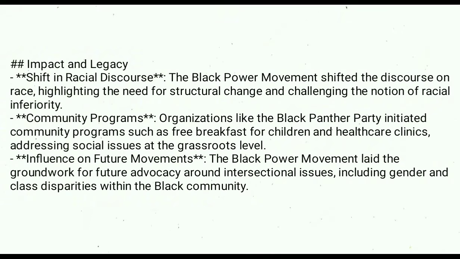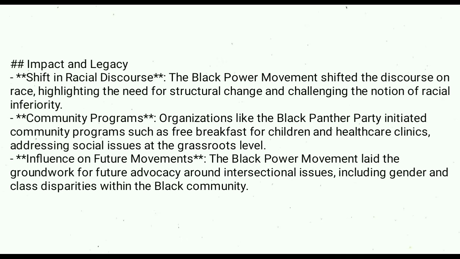Impact and legacy. Shift in racial discourse. The Black Power movement shifted the discourse on race, highlighted the need for structural change, and challenged the notion of racial inferiority. Community programs. Organizations like the Black Panther Party initiated community programs such as free breakfast for children and healthcare clinics, addressing social issues at the grassroots level. Influence on future movements. The Black Power movement laid the groundwork for future advocacy around intersectional issues, including gender and class disparities within the Black community.